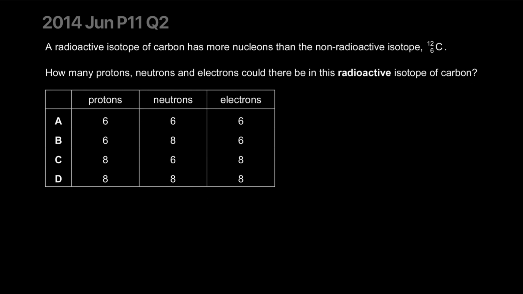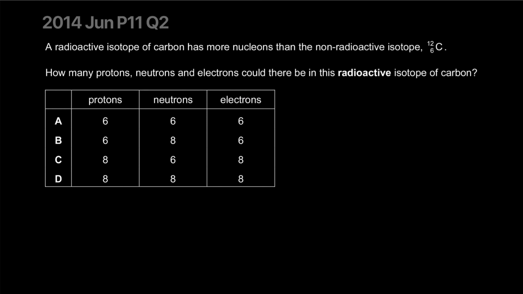A radioactive isotope of carbon has more nucleons than the non-radioactive isotope. So probably they're talking about carbon-14. We see carbon-14 as an example the first time we talk about isotopes, with chlorine, right? Chlorine 35 and 37, carbon 12, carbon 14. How many protons, neutrons, and electrons could there be in this radioactive isotope of carbon?